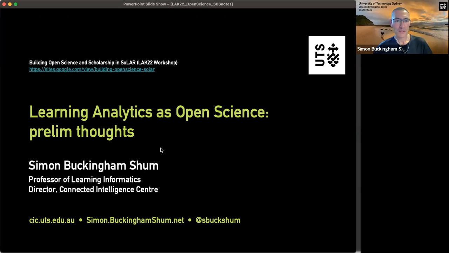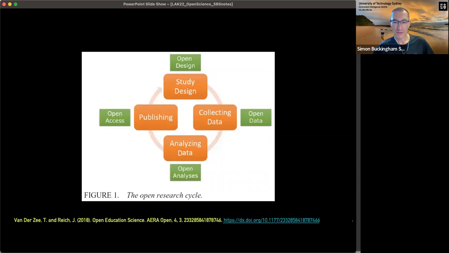If we just take a look at some of the ideas that have been presented in the past, the Von der Zee and Reich paper on open education science I found very helpful as a good introduction, and I'm certainly no expert in this field. They talk about the whole research life cycle from open design to more openness of data, to more openness of analyses, and finally to open access publishing. Well, I think that, with LAK and JLA, we're obviously doing quite well on the open access publishing, but this is really where the action is, right?